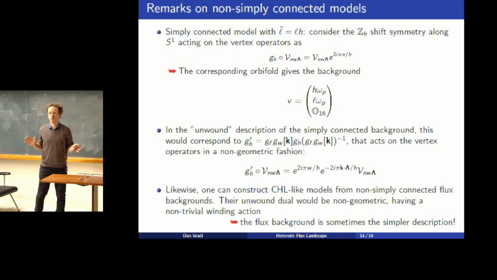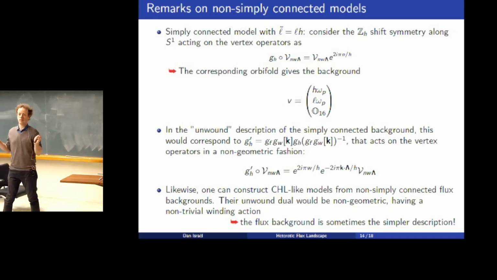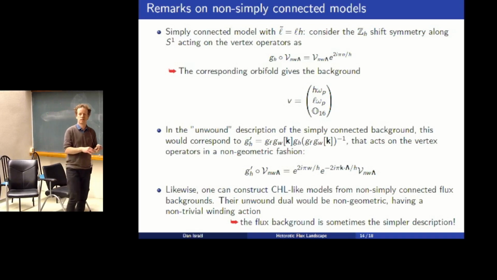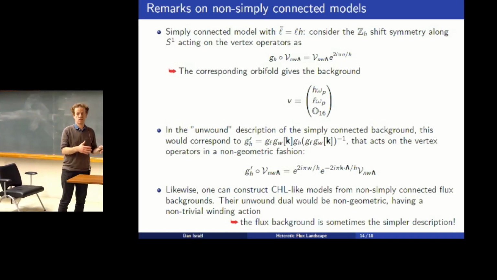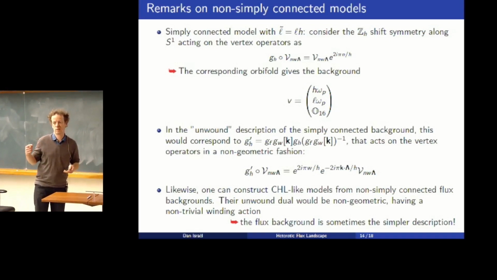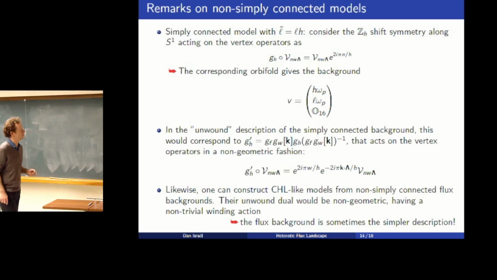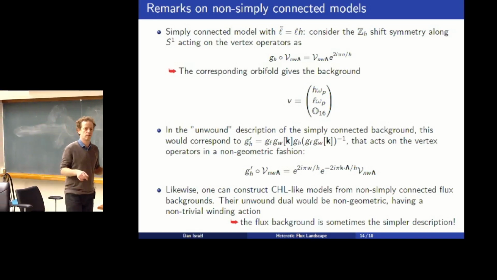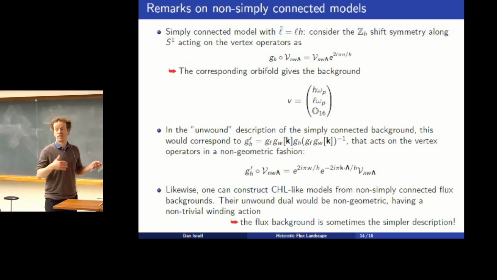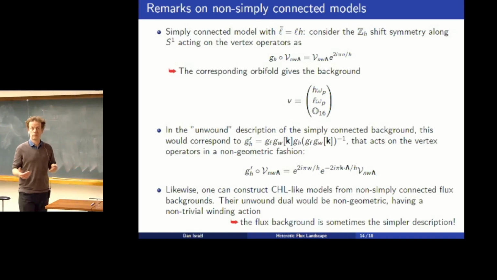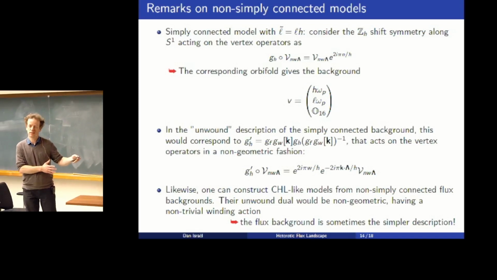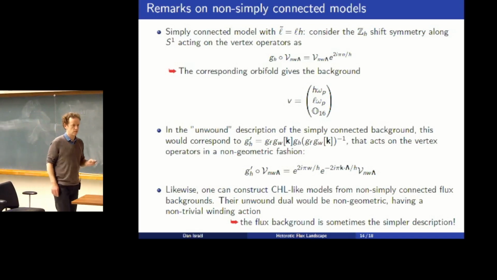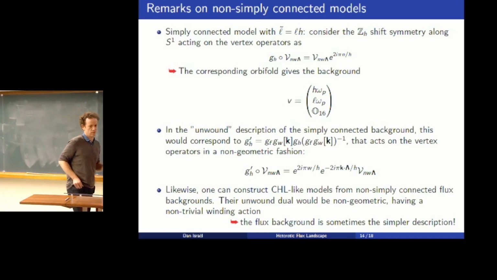Which means that you have the choice either to have something which is geometric but with flux, or something which has no flux, it's just K3 times S1, but quotiented by a non-geometric symmetry. And also you have many variations of this game because pi 1 is non-trivial, you can also do a CHL-like construction, and also they have duals on the unwound side, which have also non-geometric actions. Okay, so this is for the 5D case.